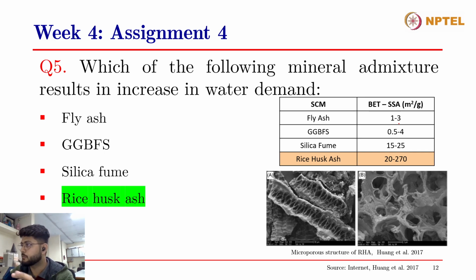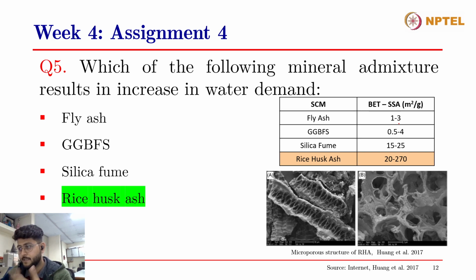Basically, the grinding also affects the specific surface area a little bit in case of slag. In case of fly ash and silica fume, they are already in a fine form because they have a spherical shape as they have been precipitated out from the fumes. So they come in a spherical shape and are already in a very fine state. So fly ash has a specific surface area around 1 to 3 meters square per gram. Slag has around 0.5 to 4 meters square per gram.